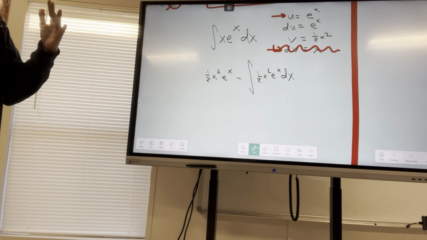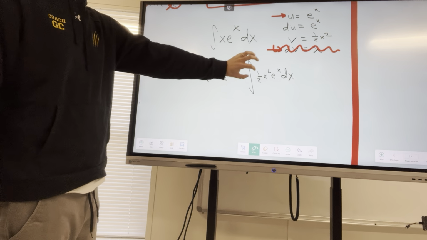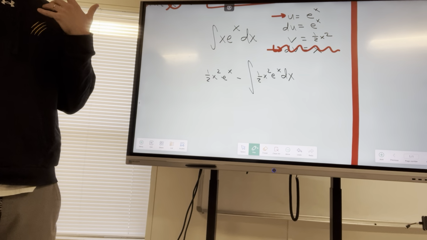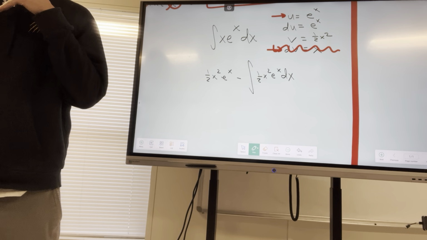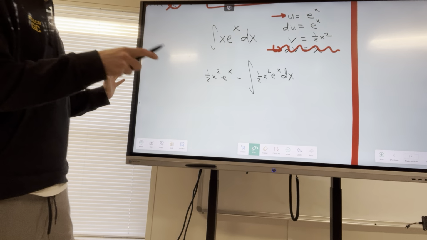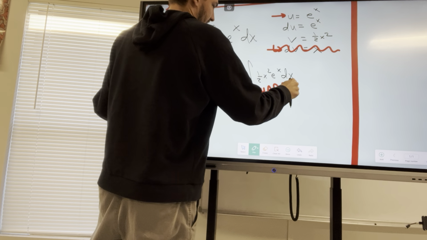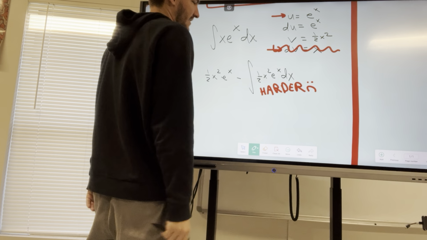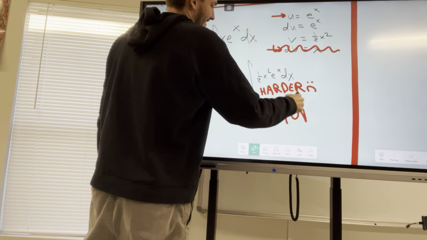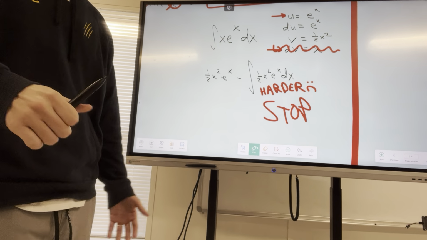And like I said before, this piece is just extra. We don't really worry about that piece, but this integral piece has gone from x e to the x to now x squared e to the x. It is getting harder. It is not getting easier. We chose our parts wrong. We notice this is getting harder, so just stop. Give up, start the question over, and choose it correctly.